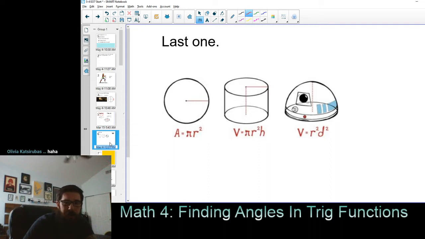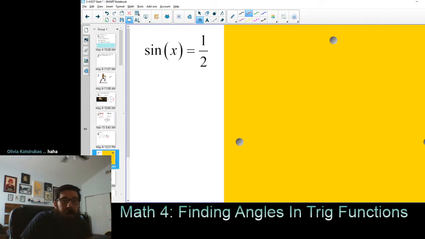I had to sneak one more in there. Well, A is pi r squared, V is pi r squared h, V is a cheap joke at R2D2. Anyhow, all right. We're actually done with the Star Wars stuff.